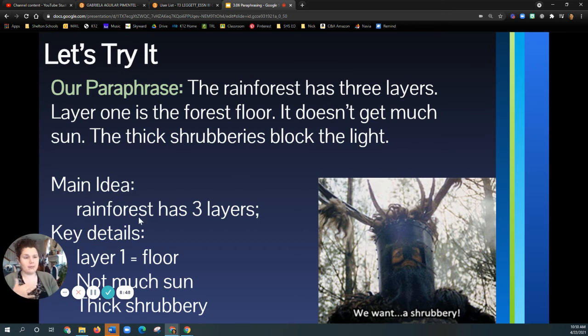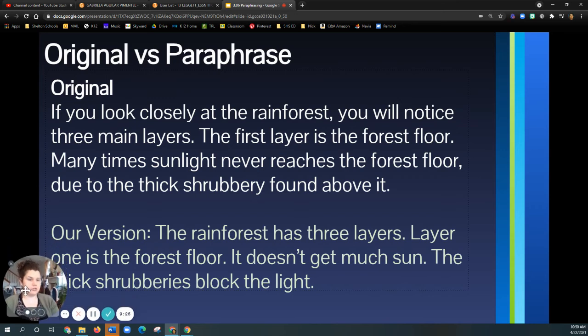Okay, so we take our main idea and we take our details. Now let's put them into a sentence format and we'll have our paraphrase. So the rainforest has 3 layers. We got that from right here. Layer 1 is the forest floor. It doesn't get much sun. The thick shrubberies block the light. You could even substitute this word, like the thick bushes block the light or other plants block the light. But in general, we have the original and then our version, our paraphrase.